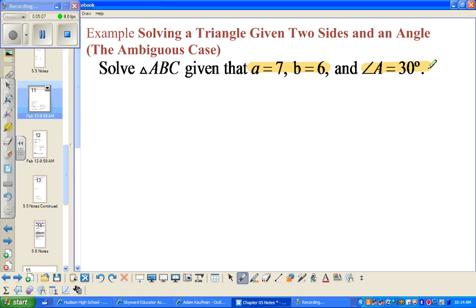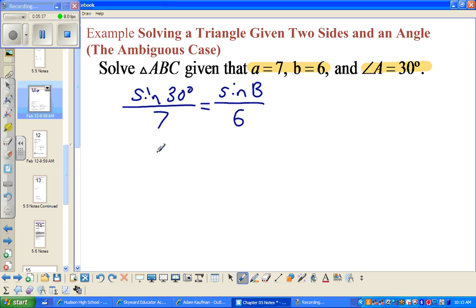So to do this, you do the same thing that we did before. You're going to set up and solve just like you normally would. So you would take, since you're given angle A, sine of 30 degrees over 7 would need to be equal to the sine of angle B over 6.